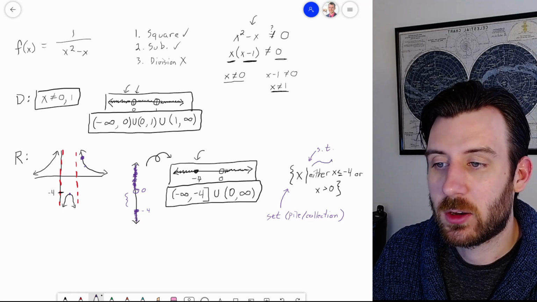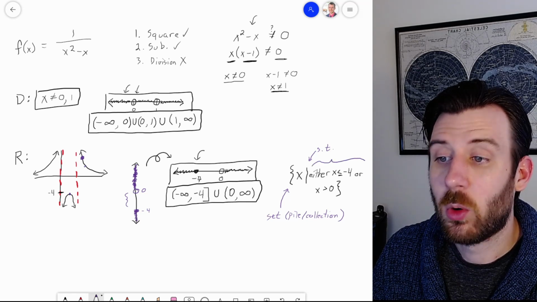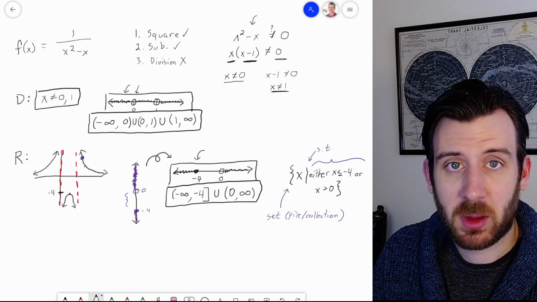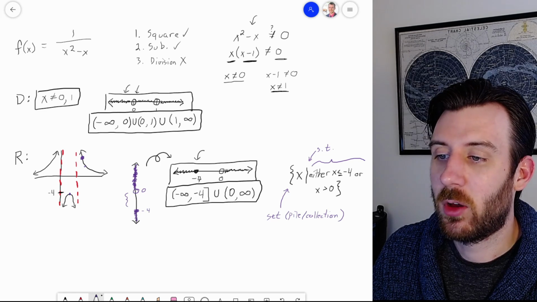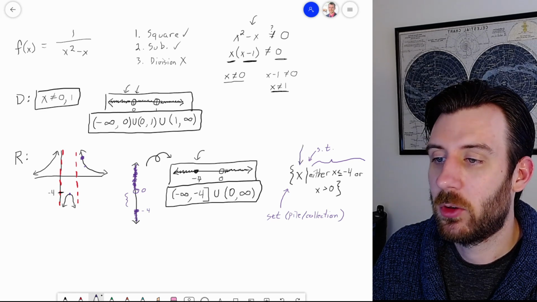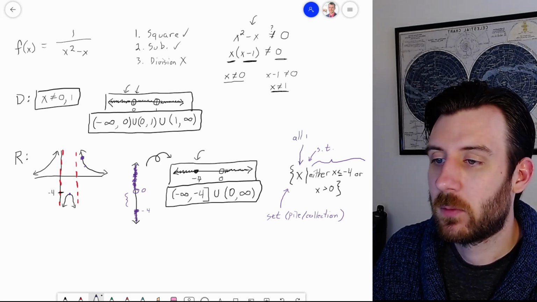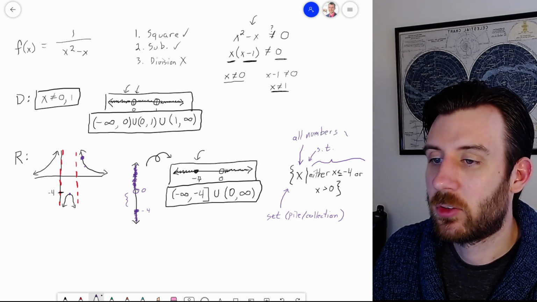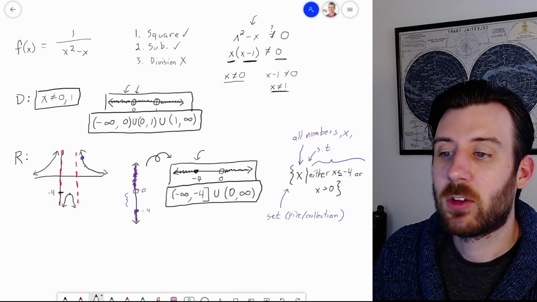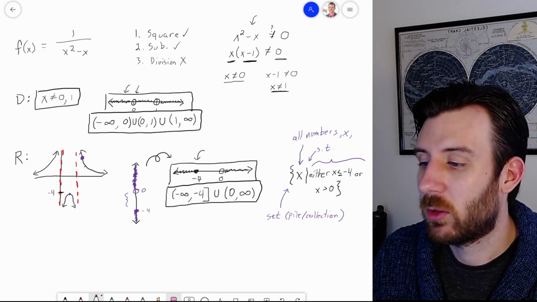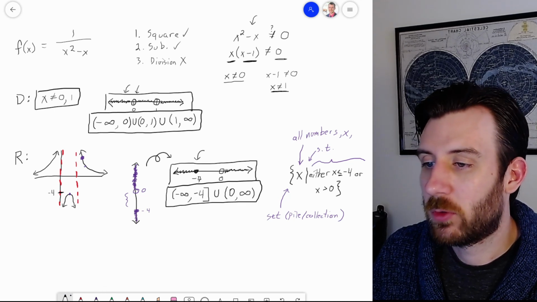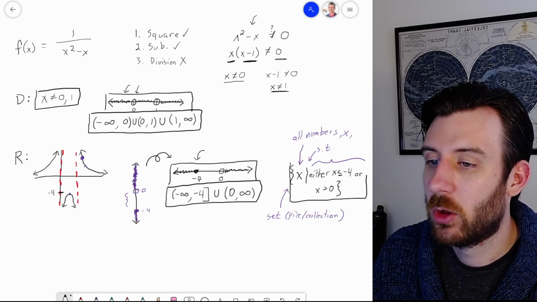So you can literally write in complete sentences over here, or you could simply use some of the symbology that you already know through your math classes. So this is a set of all numbers. We'll put that in here, all numbers. X, such that X is either less than or equal to -4 or greater than 0. And so this is what we would refer to as our set builder notation.